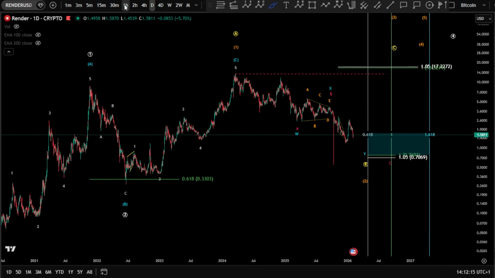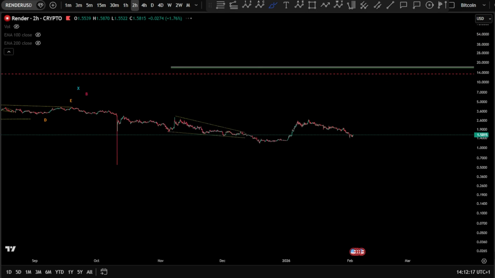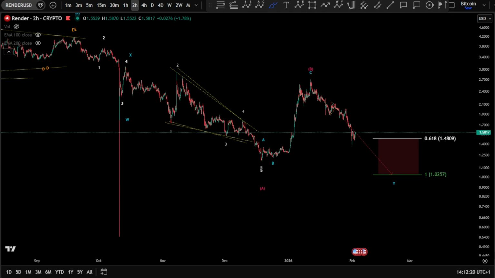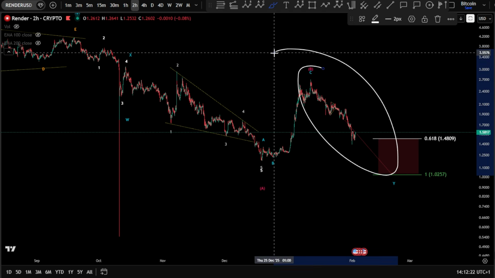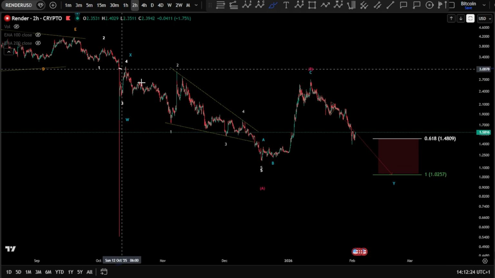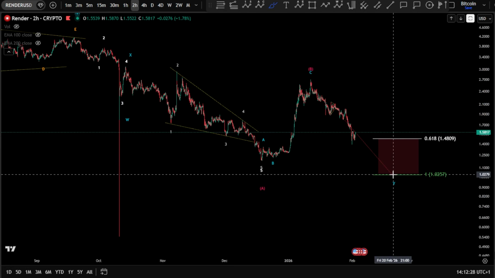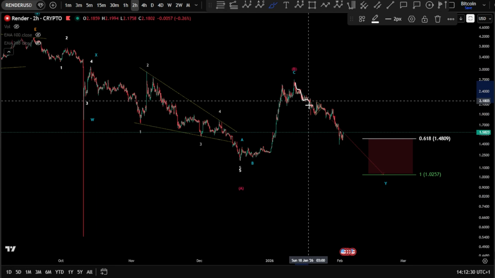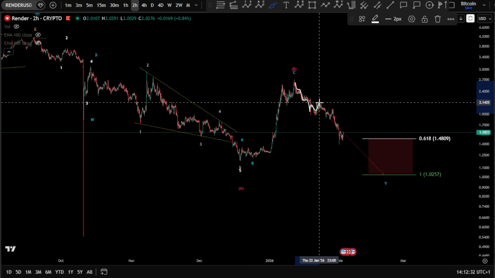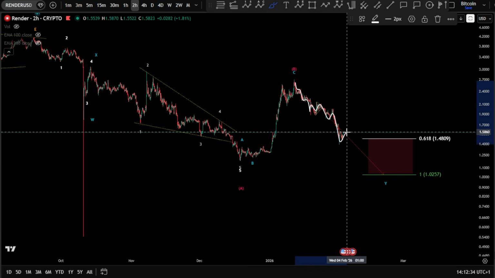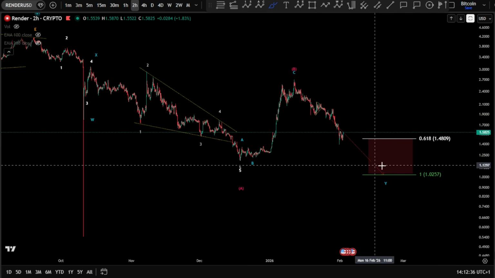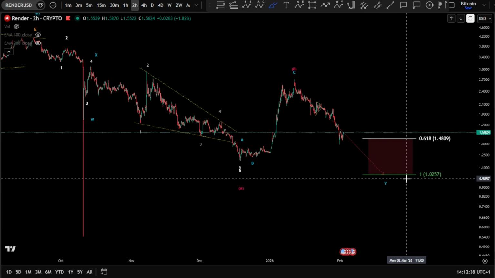If we dive deeper on the 2 hour chart here for Rndr, we can see clearly this correction unfolding here as a potential ABC. You are required here for an impulse downward, where you have already a wave 1, potentially wave 2 finished, 1, 2, and then 3, 4, and a 5 still unfolding, of course, to reach this area here.